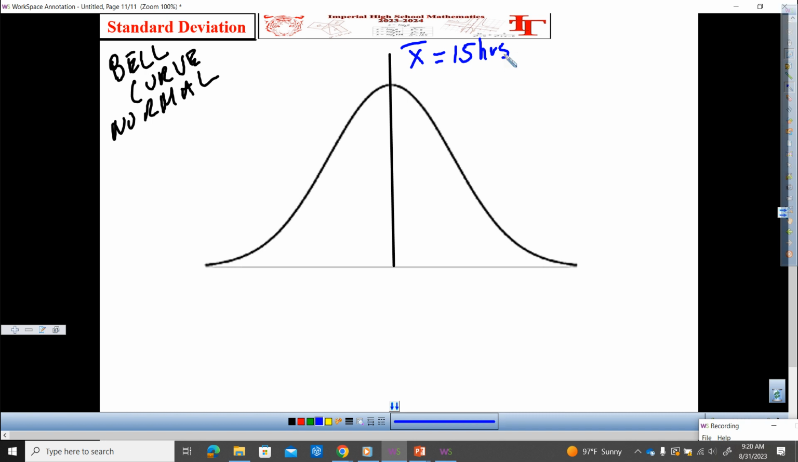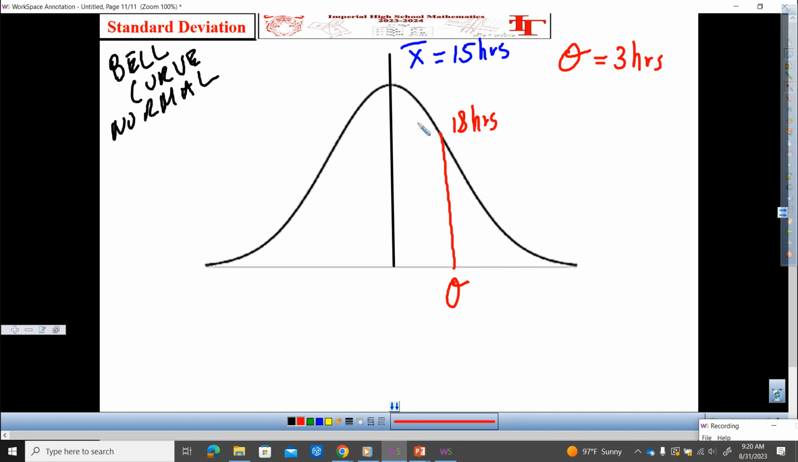However, after doing some computation, Mr. Q found out that the standard deviation, or what separates us either way from the 15 hours, is 3 hours. You're like, what do you mean, Mr. Q? Well, if we go one standard deviation up, so if the average is 15 hours but you are above, how many hours have you invested in study? 18 hours. That is correct.